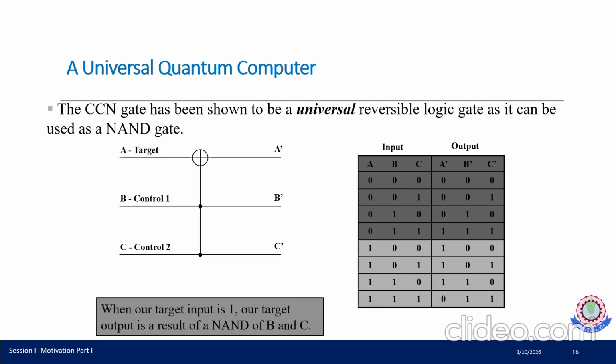For a universal quantum computer, the CCN gate has been shown to be a universal reversible logic gate, as it can be used as a NAND gate. When the target is 1, the target output is the result of NAND of B and C. So this is the truth table.